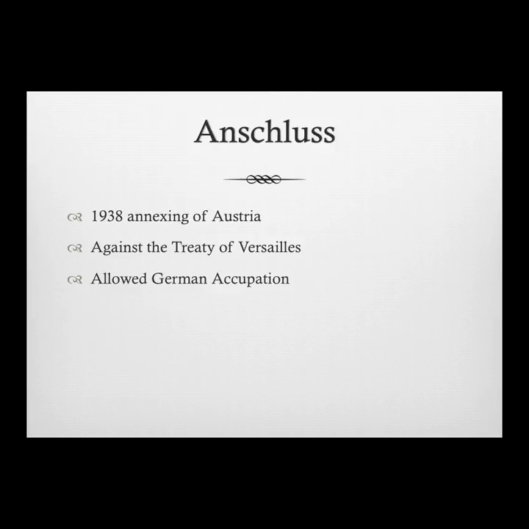Anschluss, the official annexing of Austria and Germany in 1938. This violated the Treaty of Versailles for several reasons. Because under the treaty, Germany was not allowed to acquire new territories. Anschluss also allowed Germany to put troops in Austria, which violated the Treaty of Versailles.